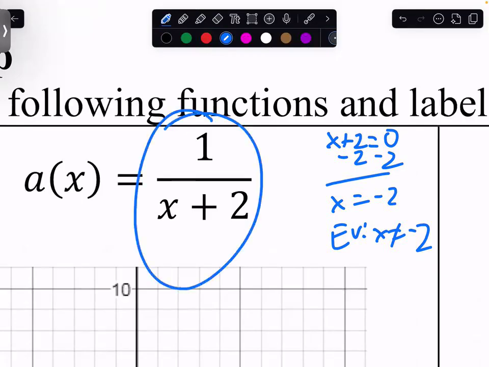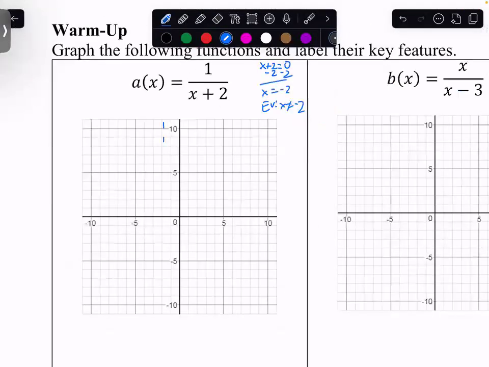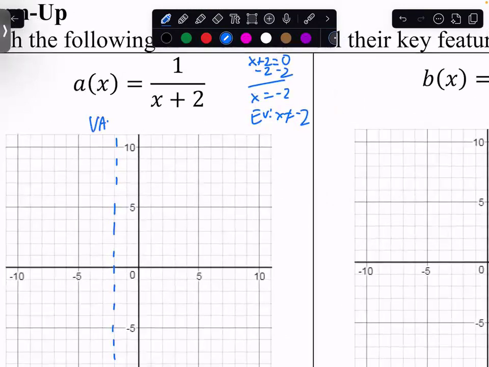No reducing is possible. There's no common factor of the numerator and denominator. So that means that it's a vertical asymptote. Okay, so drawing in the vertical asymptote is part of the graph. So you do need to draw it in to get credit.